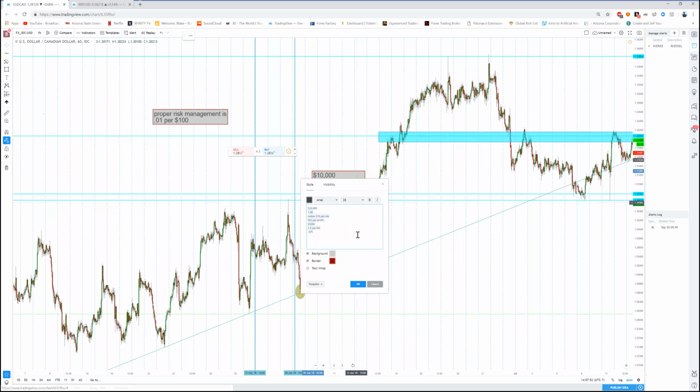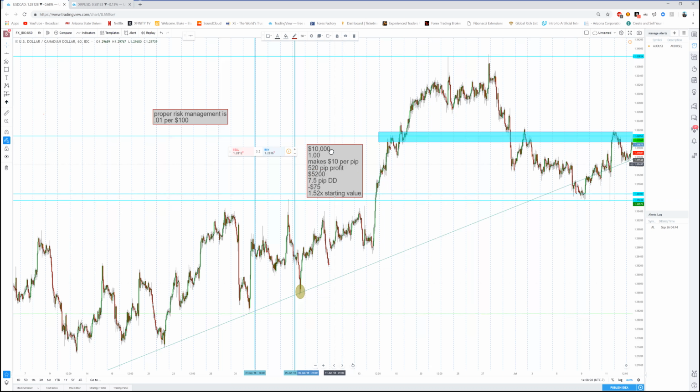So maybe you don't have $10,000, maybe you have more, maybe you have less. How much percentage gain would you get? Well, that's pretty easy. It's just your new account value would be 1.52 times the starting value. So in percentage terms, that would be a 52% gain on account, or a new account value of 152%.